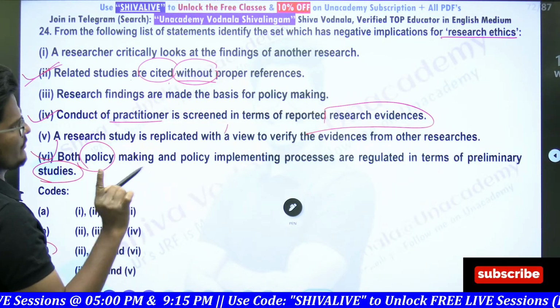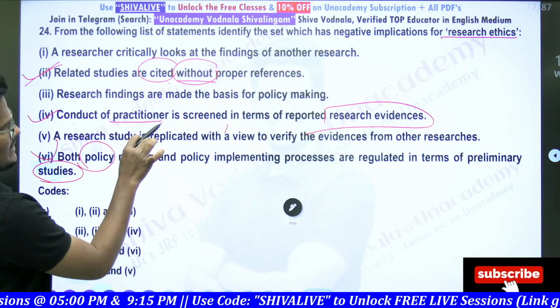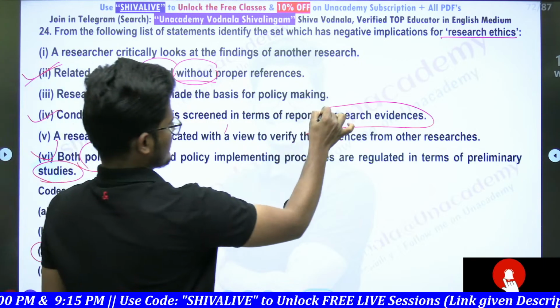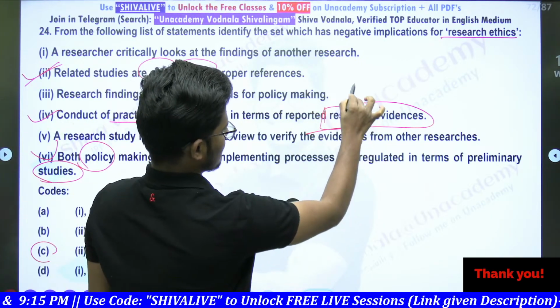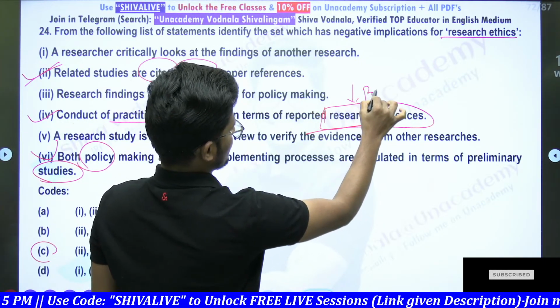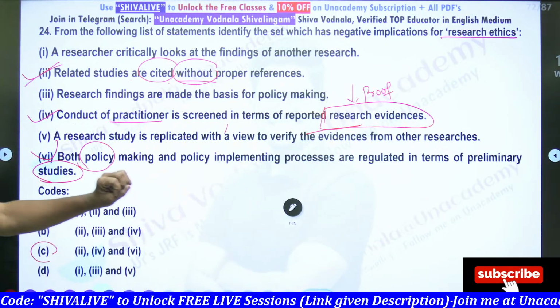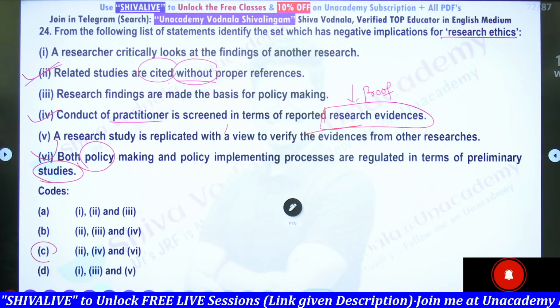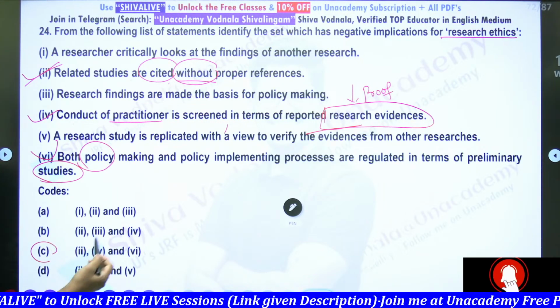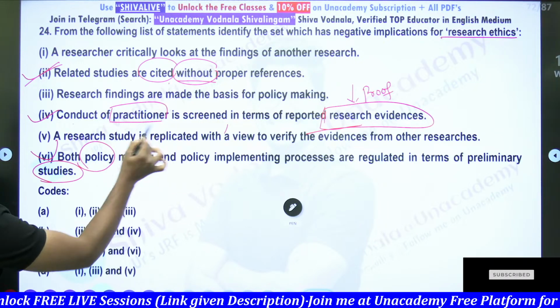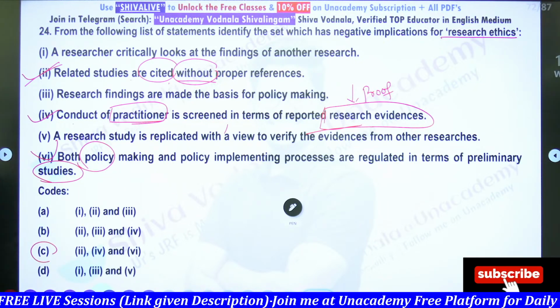That is one ethical violation. Conduct of a practitioner screened in terms of reported research evidence. Research evidence must have substantiating proof. When you are putting something as evidence, it must have proof. So without conducting that, if you are putting it as proof without screening it, then it will be an ethical violation. That too, they are saying practitioner is screened.